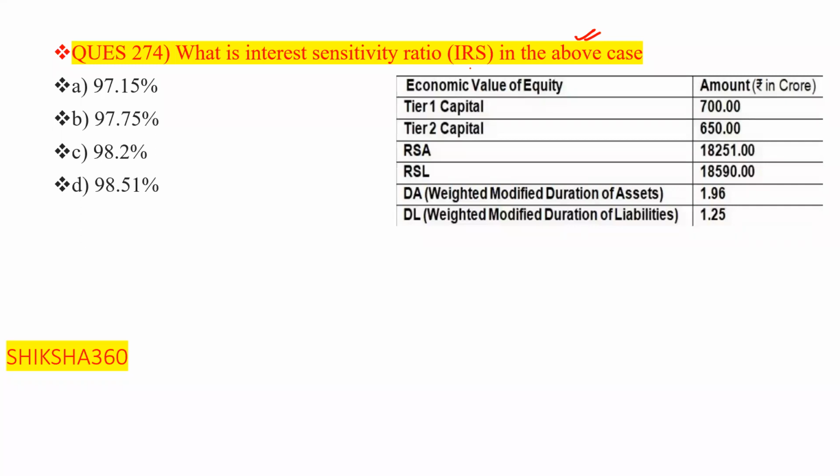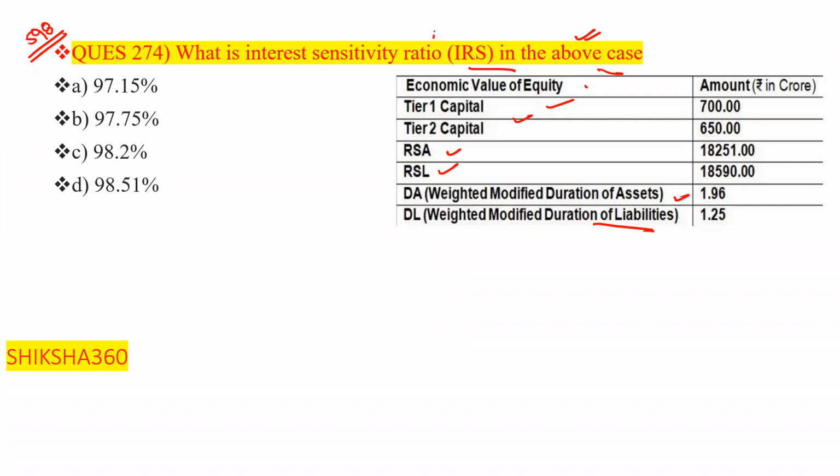What is the interest rate sensitivity in the above case? What they have given: tier 1 capital, tier 2 capital, RSA, RSL, DA, that is duration, modified duration, weighted modified duration of the assets, weighted modified duration of the liabilities. We just have to solve one by one and try to answer the question. These types of questions you will also find in the book, on page number 598. They have given one example, but they have not explained it well. So here we will discuss all the points one by one.